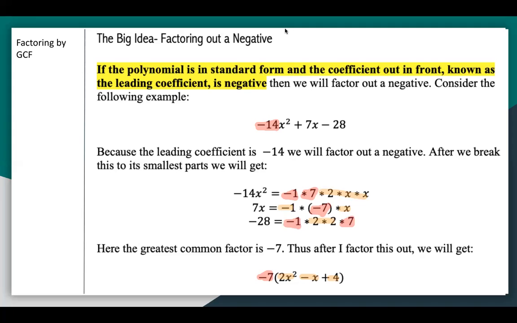So whenever that leading coefficient is negative, when it's in standard form, note it has to be in standard form, then we're going to factor out a negative.